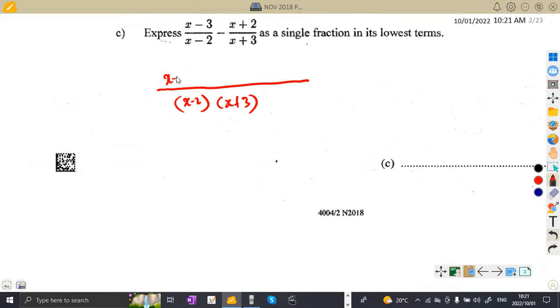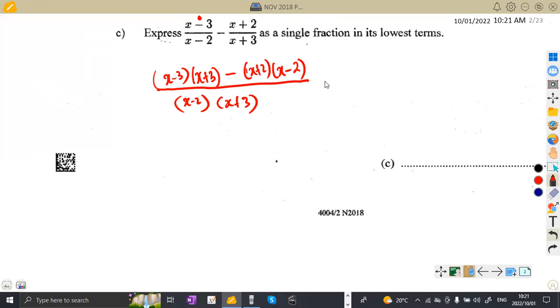So that means we're going to have x minus 3 in the numerator times what we get here, which is x plus 3, minus. We do the same: x plus 2 and x plus 2 will cancel, which means you remain with x minus 2. Here we remain with x plus 2. So it's going to be x plus 2 into x minus 2.